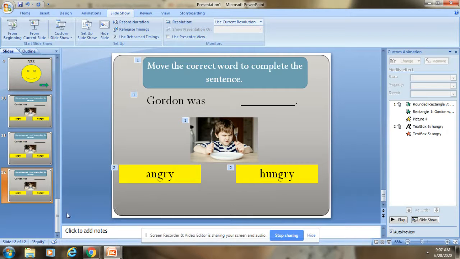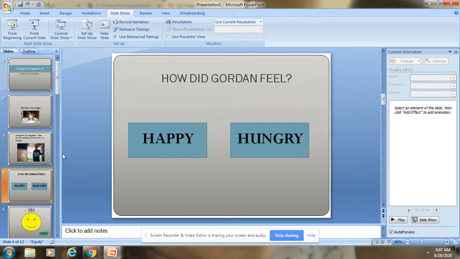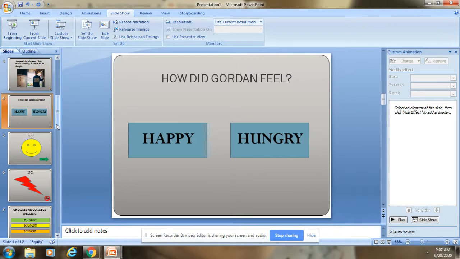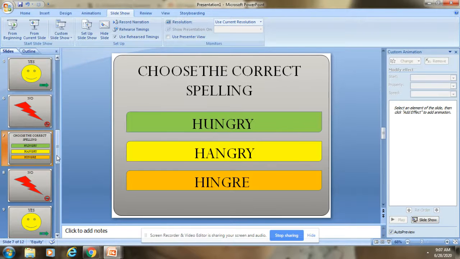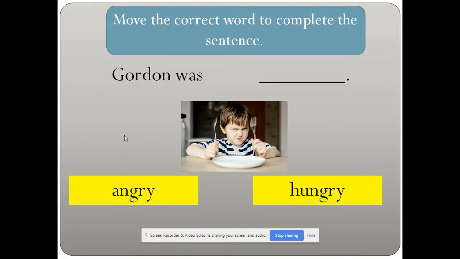So we've gone over creating slides, we've gone over creating action bullets, we've gone over adding narration, we've gone over creating different options connected to a story that will assist with understanding and also even assist with spelling and writing. We've gone over how to add more emphasis to things. So, for example, with this, I'm presenting to my class. I say, students, we're going to move the correct word to complete our sentence. So, based on the story, how was Gordon feeling? Was he feeling angry or was he hungry?